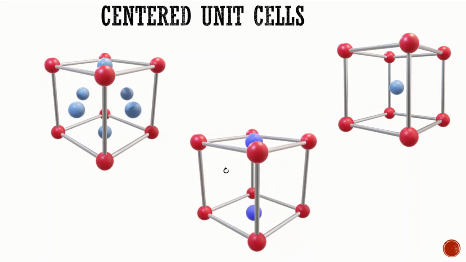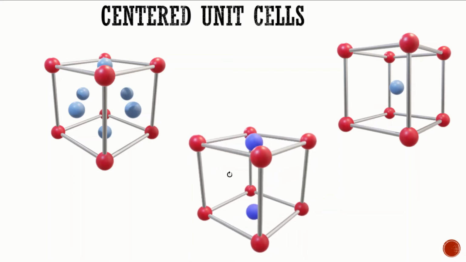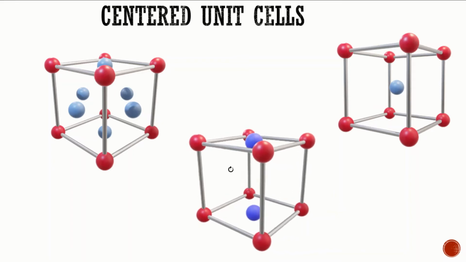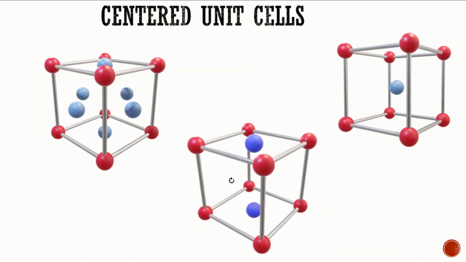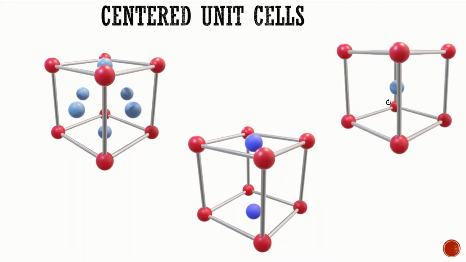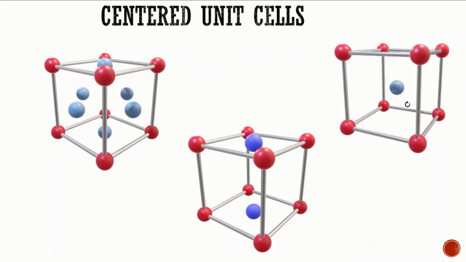End-centered unit cell. In this type of unit cell, in addition to the particles at the corners, there are particles at the centers of any 2 opposite faces. In a body-centered unit cell, in addition to the particles at the corners, there is also one particle that is present at the center within the body of the unit cell.